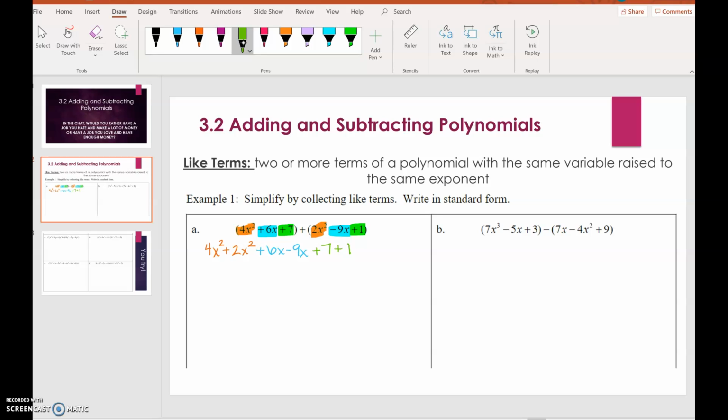So now I have all my like terms together, and now I'm just going to go ahead and simplify. So 4x squared plus 2x squared: the 4 plus 2 would give us the 6, and then x squared stays x squared because we're just adding them. Exponents would change if we were multiplying or dividing. Then the next one here, we have a positive 6x minus 9x. So 6 minus 9 would give us a negative 3, and again, our variable just comes with it. And then lastly, we have this 7 and a 1. So 7 plus 1 is 8. And so our final answer is right here.